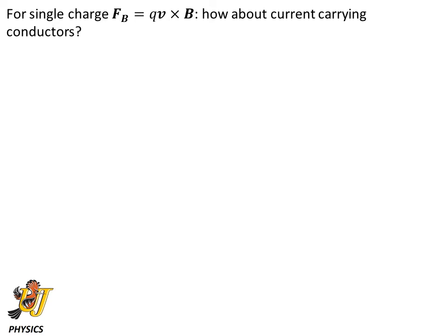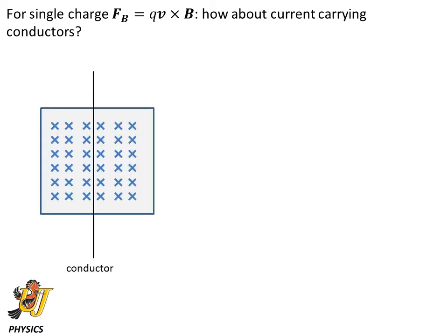We know that the force a single charge experiences if it moves with a velocity v in the region of a uniform magnetic field is just given by the cross product between its velocity vector and the magnetic field vector at a given point, multiplied with the charge carried by the particle itself. How about the force experienced by a current-carrying conductor?